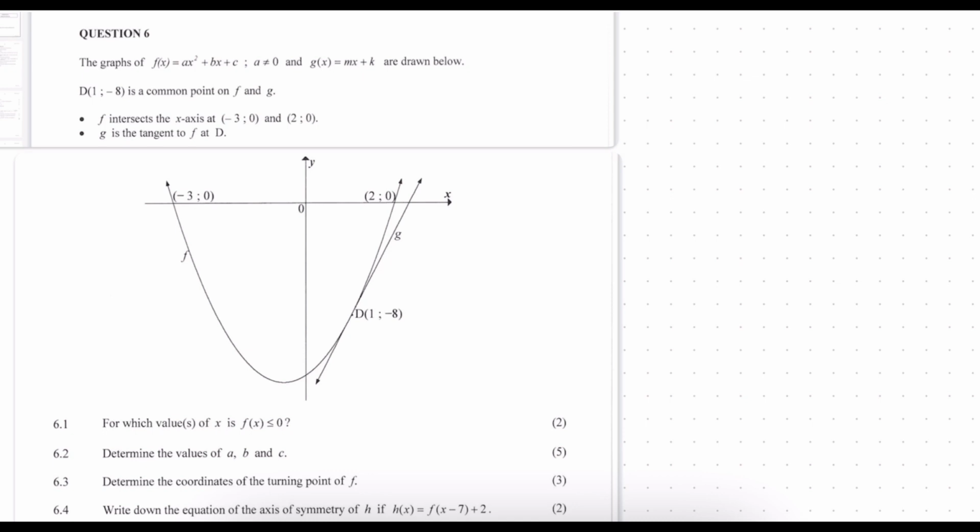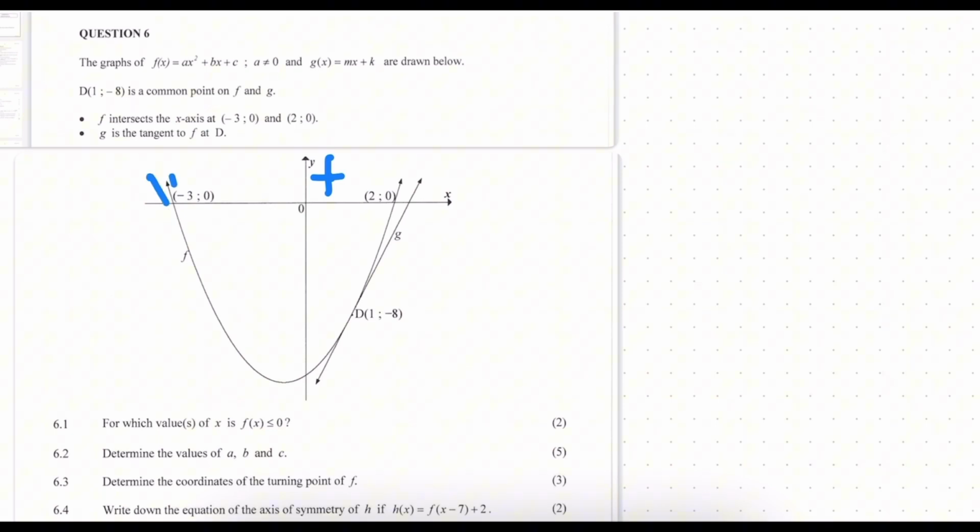This is very simple. What do they mean? What is f at x? F at x is this graph, right? They're asking you about this graph over here. For which values of x is this graph in the positive y zone?